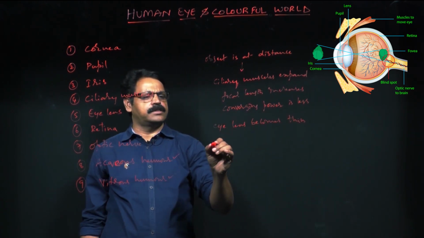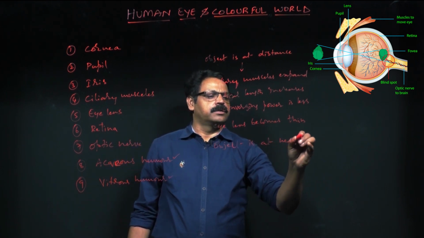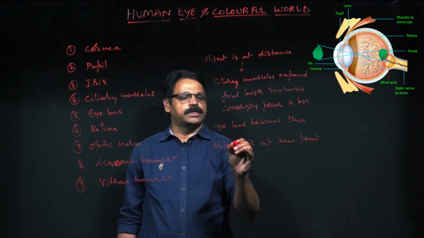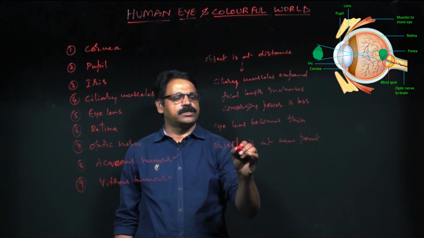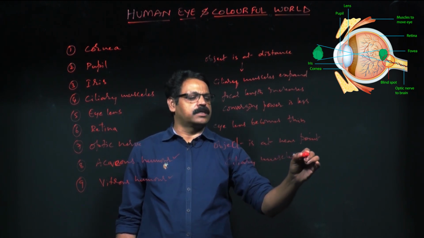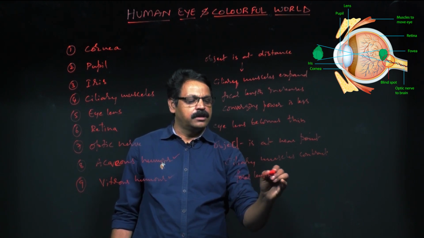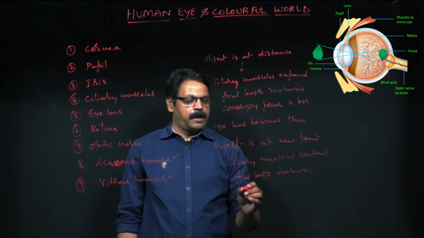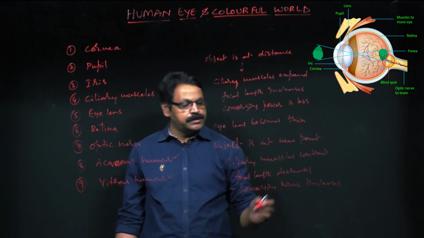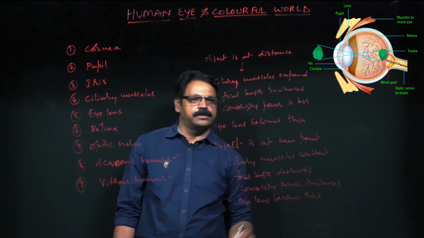The other case is when the object is at the near point. In that case, what happens? The ciliary muscles contract, and in this case the focal length decreases, and here the converging power is more, and the eye lens becomes thick.